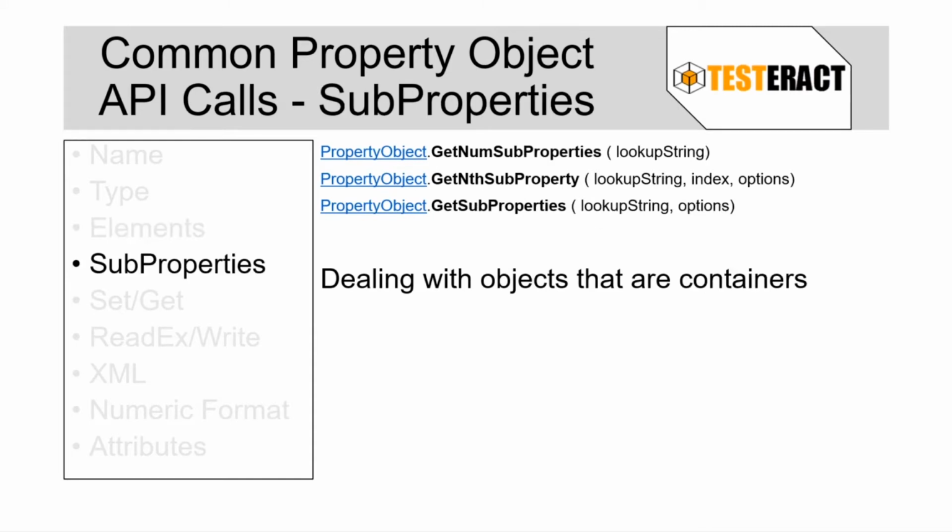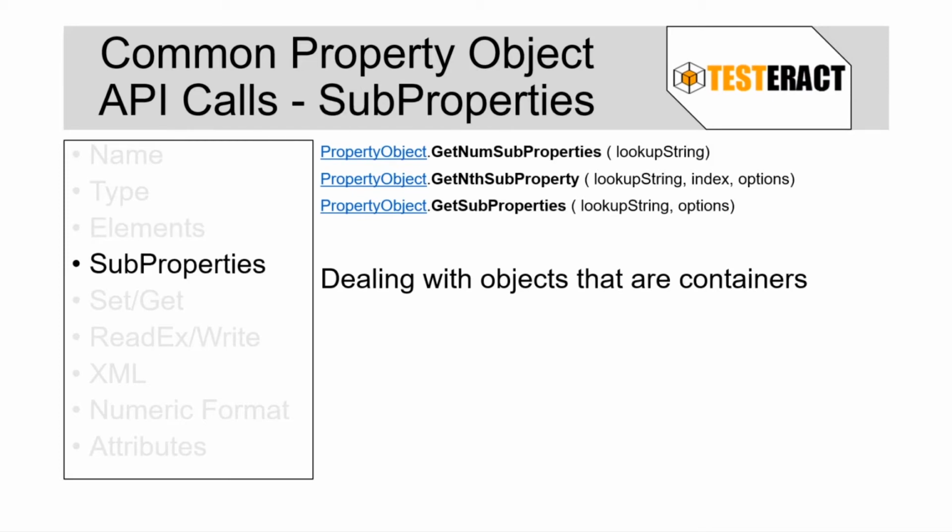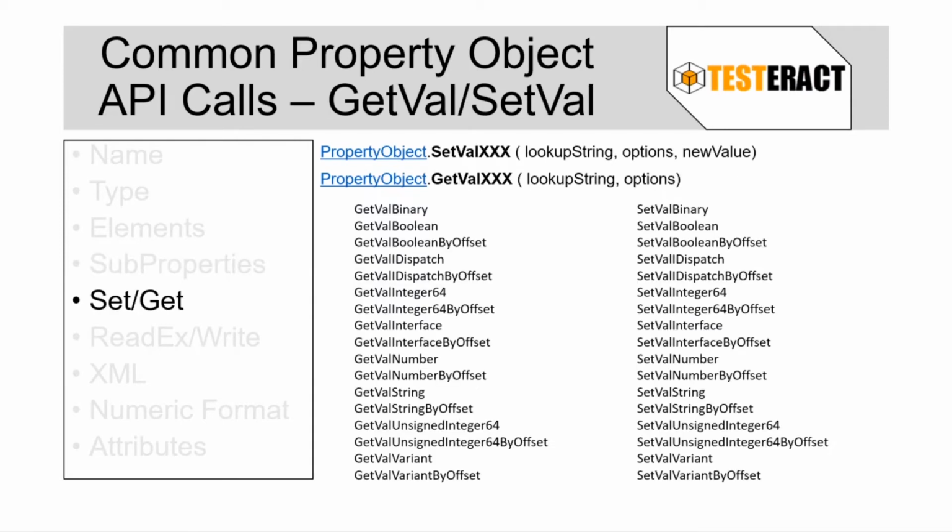And then the get num subproperties, the get nth subproperty, and the get subproperties are dealing with containers. It's kind of confusing when you're first looking at them, because a lot of times people will say, well, I'm calling get num elements, and this is an element in my property object. But whenever you see the word element, that is dealing with an array. So hopefully that makes sense. And we'll see that also.